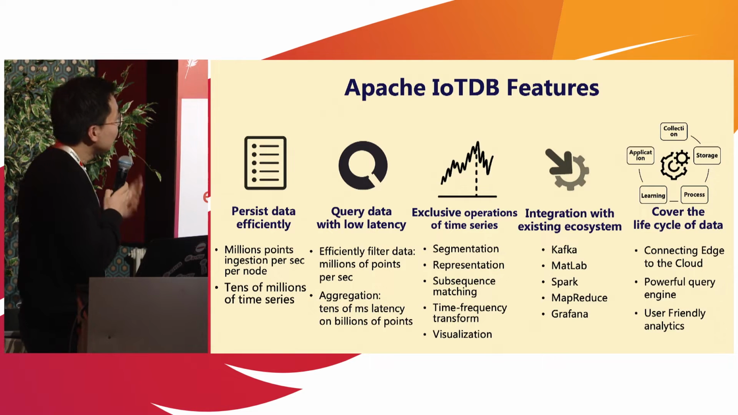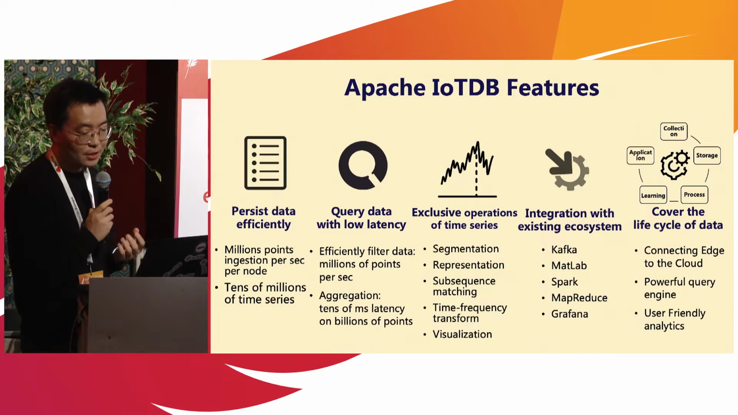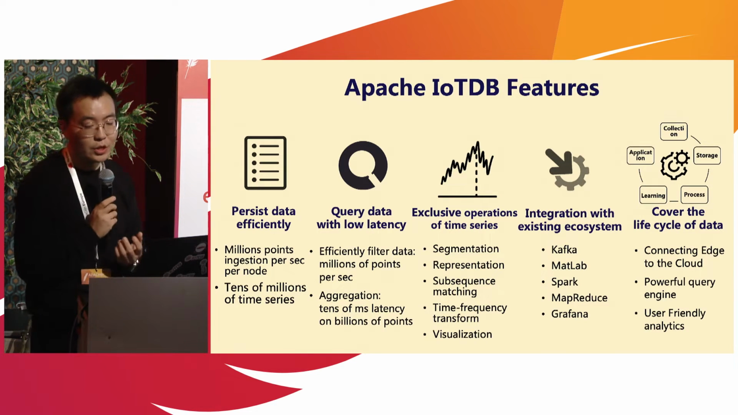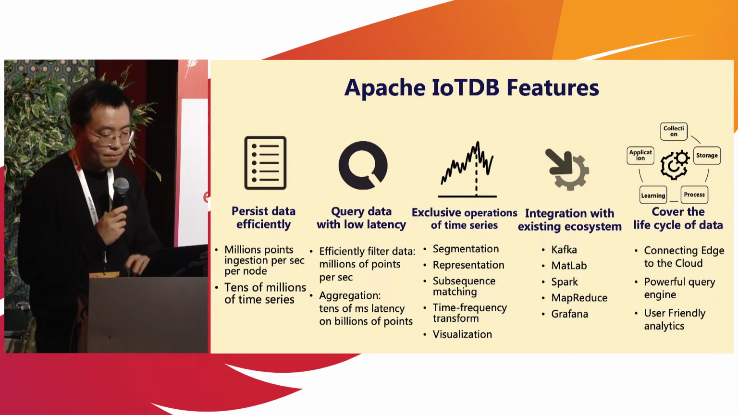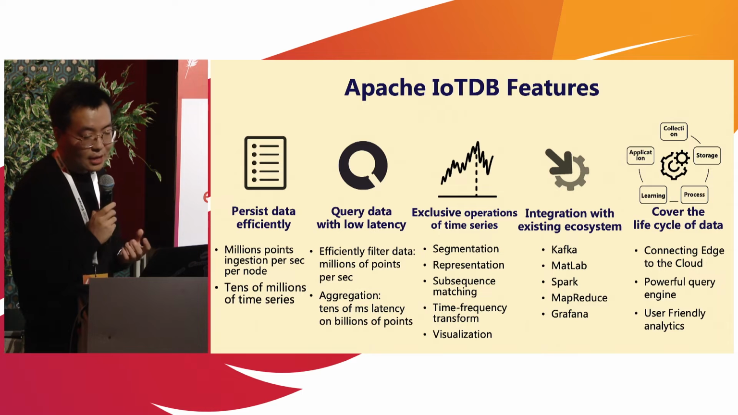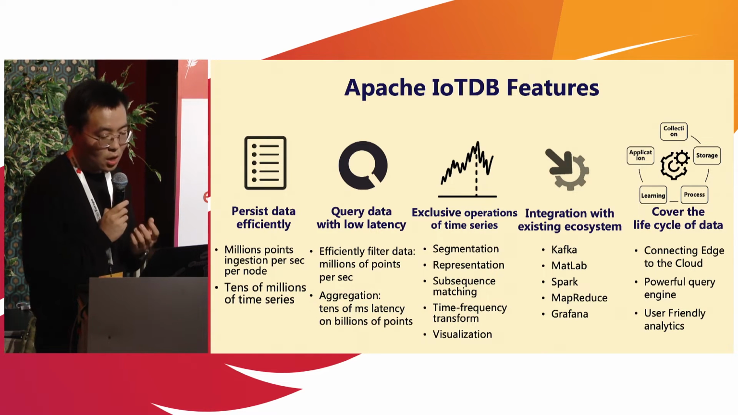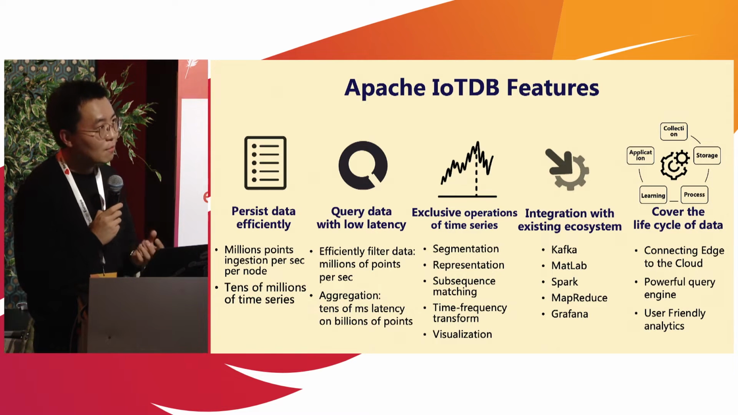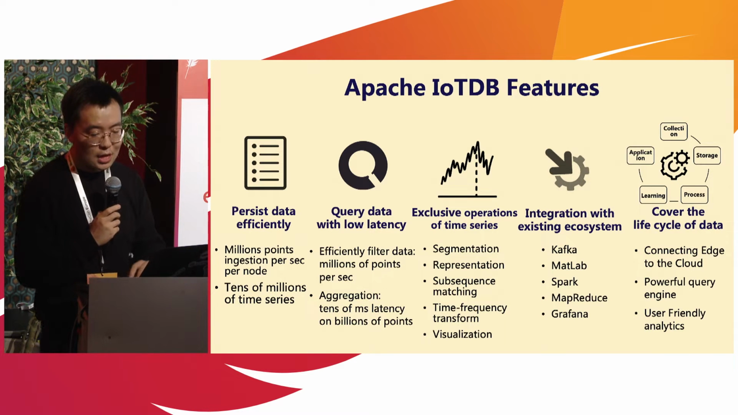Overall, IoTDB has the following features. Firstly, it has high performance for data ingestion and provides a high compression ratio for saving data and saving disk I/O. Secondly, its latency remains low when querying on terabytes of data, and it supports time range query with value filter and fast aggregation queries.